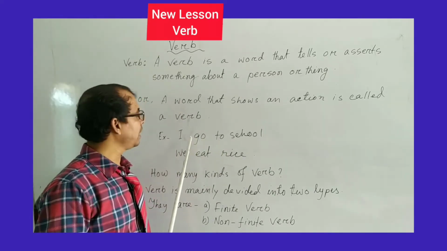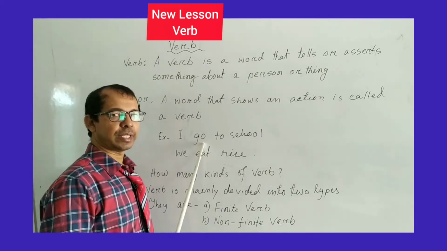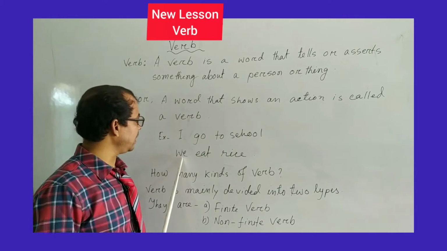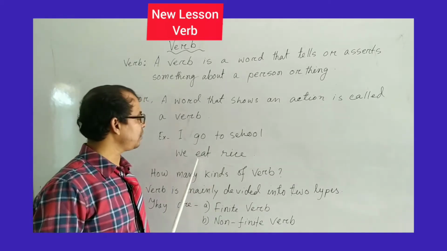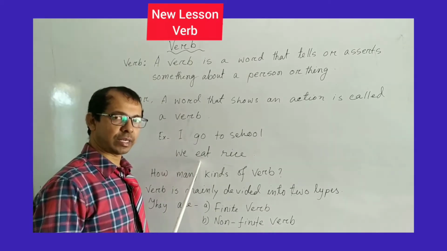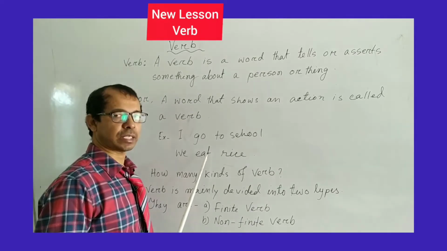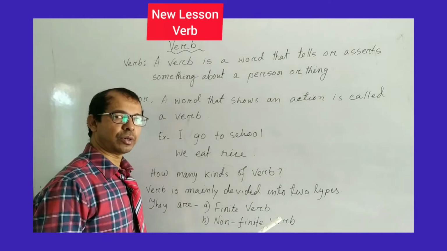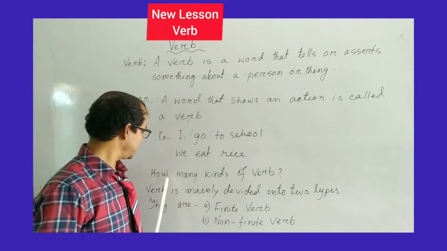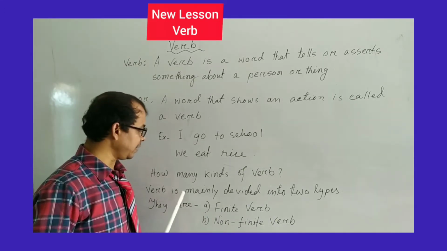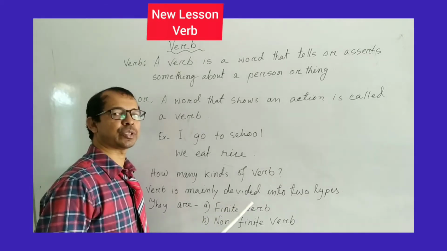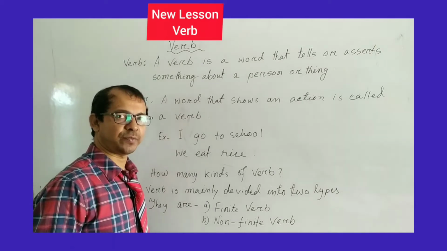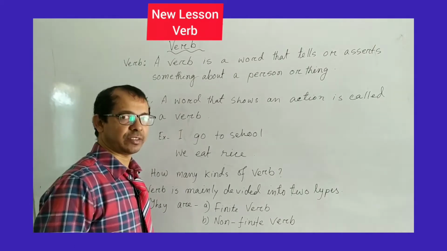Here you can see, I go to school. Here, go is the word which shows an action. And here you can see, we eat rice. Here, this word shows an action, okay? My dear student, then we'll know how many kinds of verbs there are. Here you can see, verb is mainly divided into two types. They are finite verb and non-finite verb.